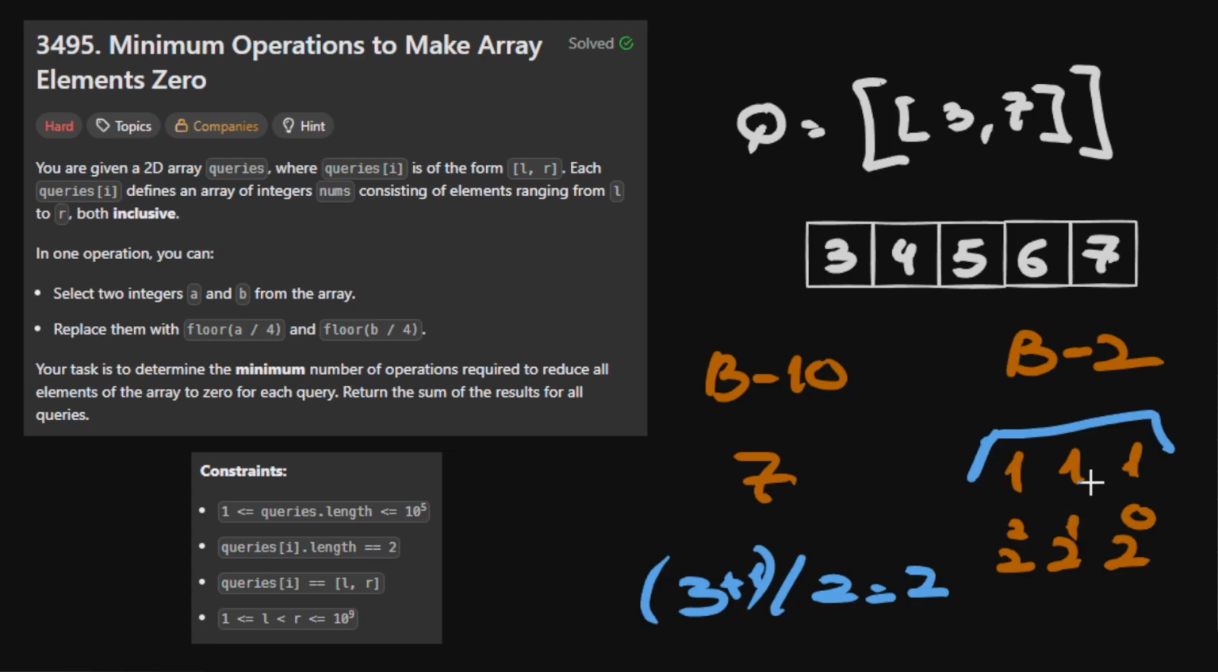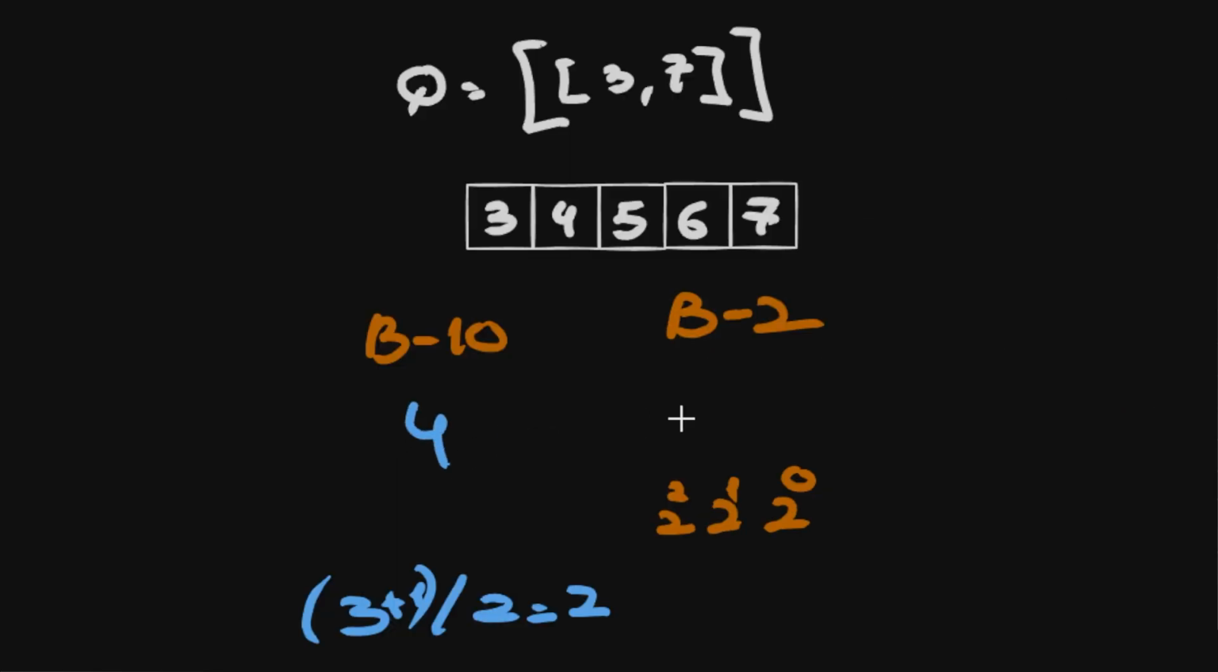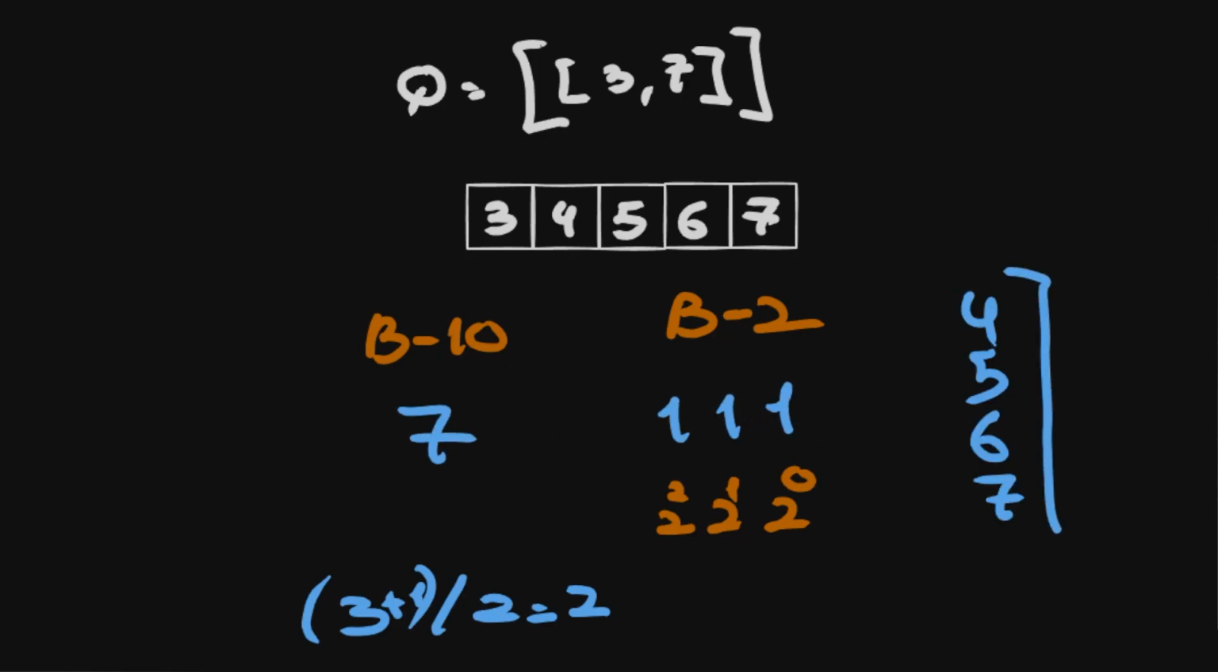And how many numbers do we have with 3 bits? Well, we have number 4, which is 100 in binary. We have 5, which is 101. We have 6, which is 110. And we have 7, which is 111. So we know that for all of these numbers, we require 2 operations to make each of these 0. So in total, we need 2 times 4 numbers, 2 times 4 operations, meaning we need 8 operations to transform each of these into a 0.